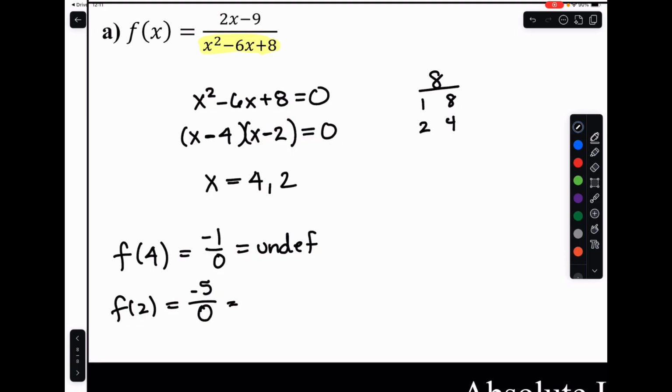Again, that's the whole purpose of doing this. This is telling us that the bottom equals 0. So when I plug in the number 2, this entire thing will equal 0. And -5 divided by 0, yet again, is undefined. So you see, our function cannot be evaluated at these numbers. So these numbers need to be excluded from the domain.